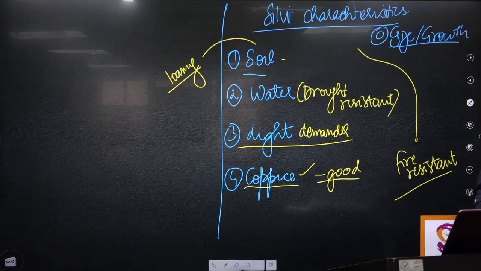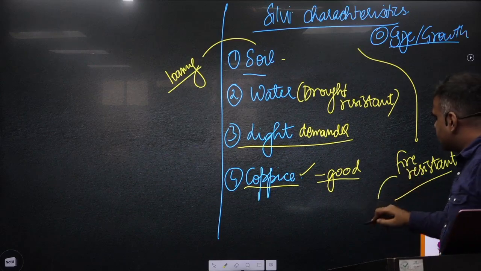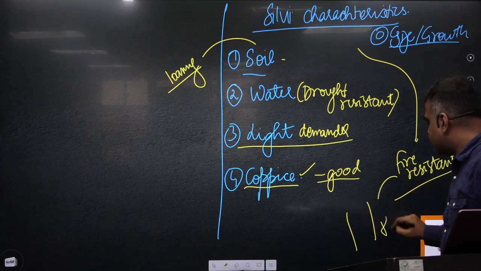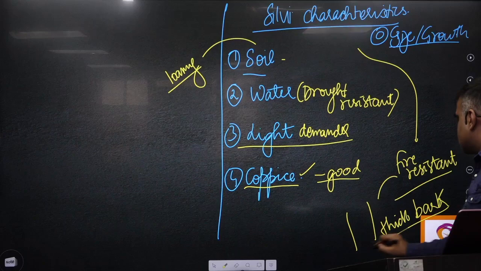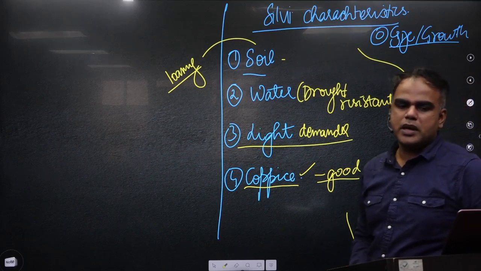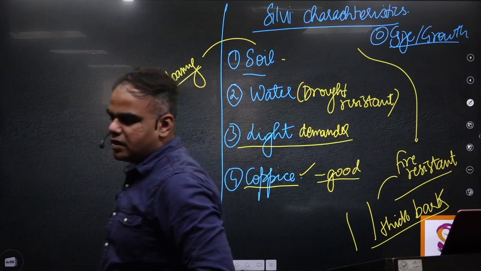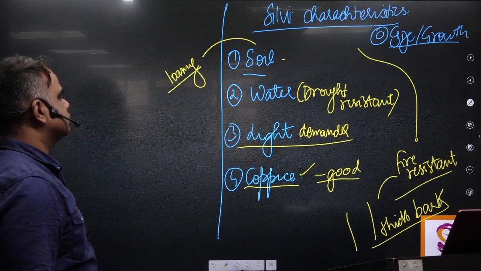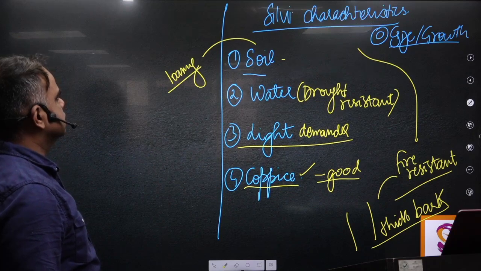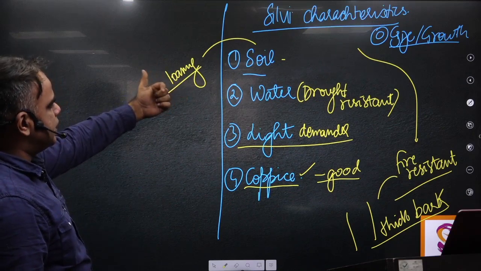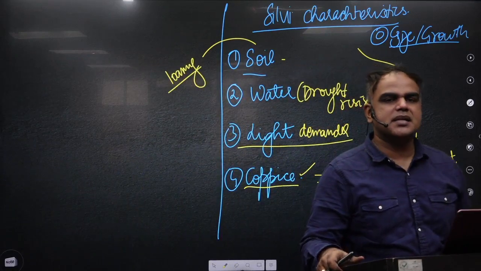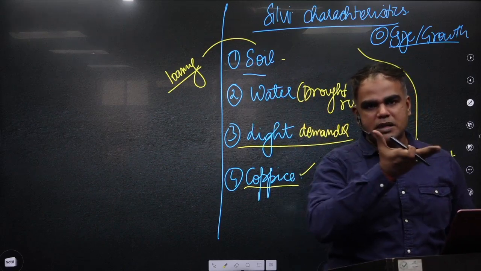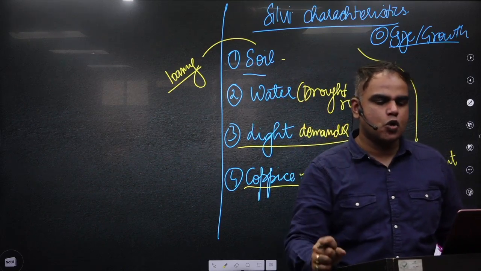Another point you can write. How is it fire resistant? Because again, it has a very thick bark. The thick bark provides this particular attribute. It is fire resistant because of its thick bark. So again, soil we know, water we know, light we know, it's a good coppicer, that also we know. Excellent coppicing ability. So whenever it is cut from its stump, it is able to regenerate and grow.